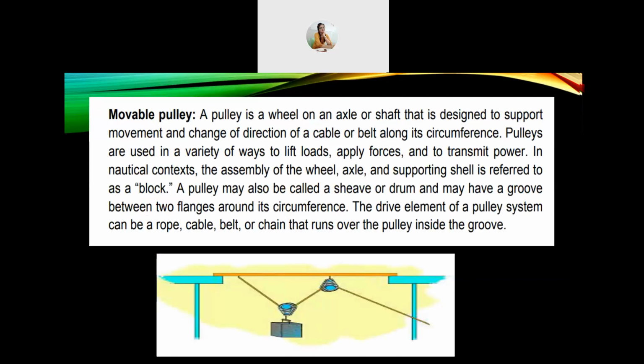First one, movable pulley. So what is a pulley? It is a wheel on an axle or shaft which is designed to support movement and also change of direction of a cable or belt along its circumference. Pulleys are used in a variety of ways to lift loads, apply forces, and to transmit power. In a nautical context, the assembly of the wheel, axle, and supporting shell is referred to as a block. So a pulley may also be called a sheave or drum and may have a groove between two flanges around its circumference. The drive element of a pulley system can be a rope, cable, belt, or chain that runs over the pulley inside the groove.